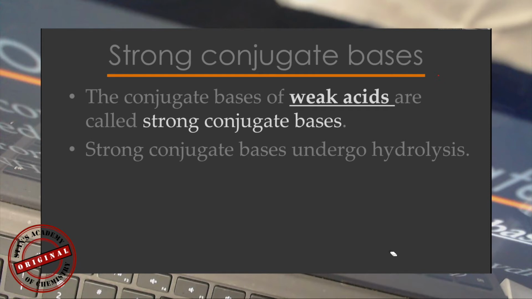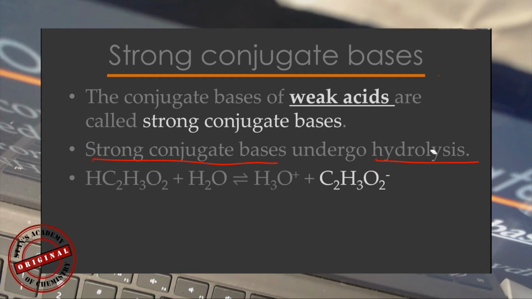That is the important thing. So we know how to identify it. Then we can say that a strong conjugate base will undergo hydrolysis, and this is very important. So strong conjugate bases undergo hydrolysis. So here is a reaction just to show how the strong conjugate base is formed. It can be formed either from an ionic salt or from an acid.